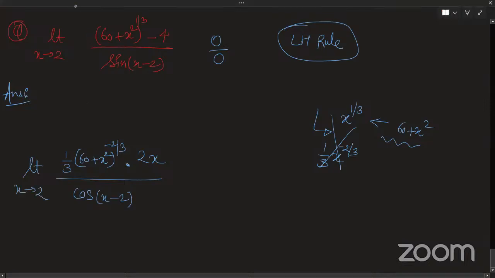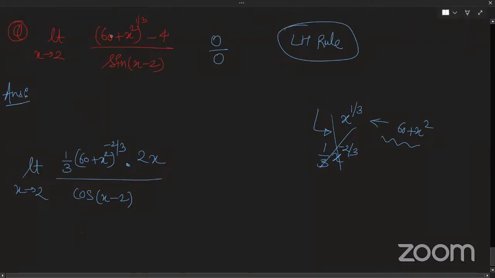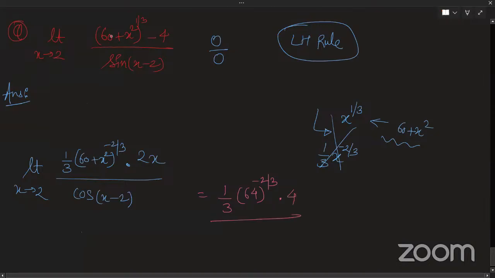Limit x tending to 2. Is this an indeterminate form? No, sir, it is not an indeterminate form. So can you just tell me the values? You have got 1 by 3 into 64 raised to minus 2 by 3 into 4, divided by cos of 0. What is cos of 0? 1, sir. Cos of 0 is 1.